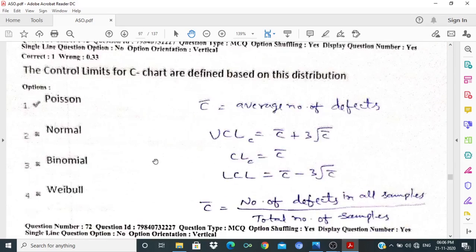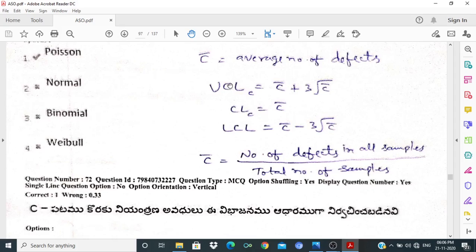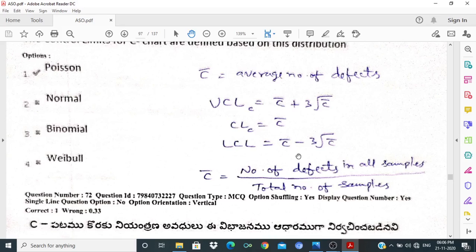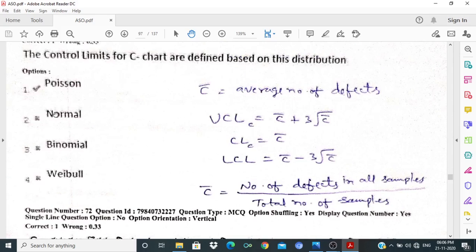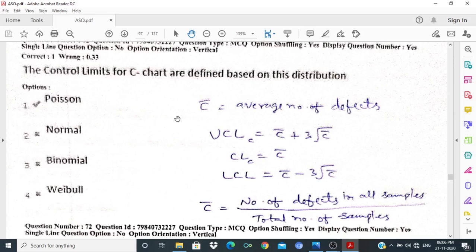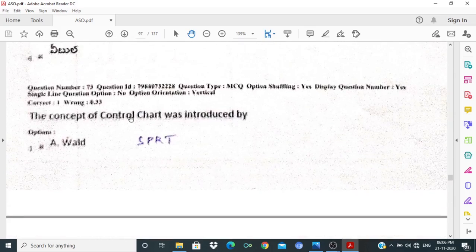Control limits for the C chart are defined based on the Poisson distribution. The formula for C bar, the average number of defects, is the total number of defects in all samples divided by the total number of samples. Here are the control limits. Upper control limit is C bar plus 3 into root of C bar. Central line is C bar. LCL is equal to C bar minus 3 into root of C bar. Control limits for the C chart are defined based on the Poisson distribution.